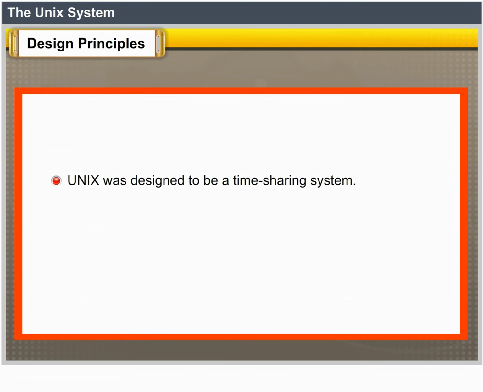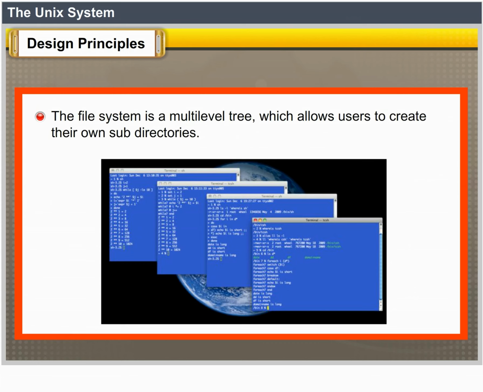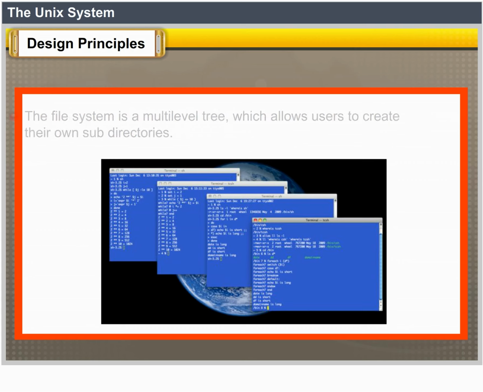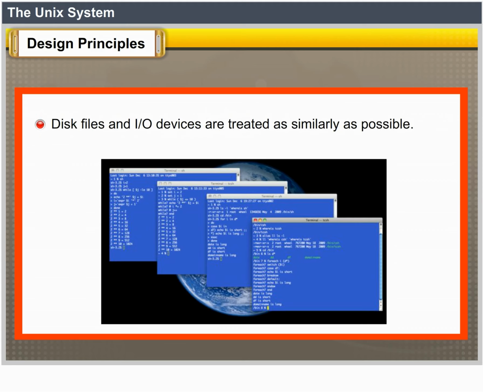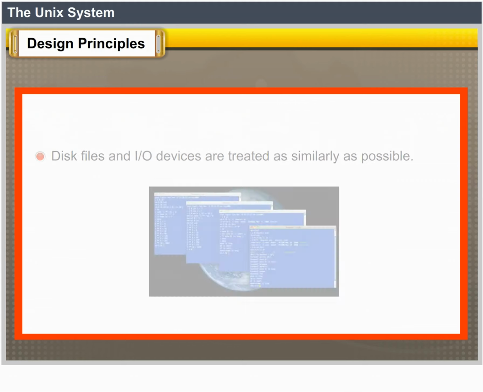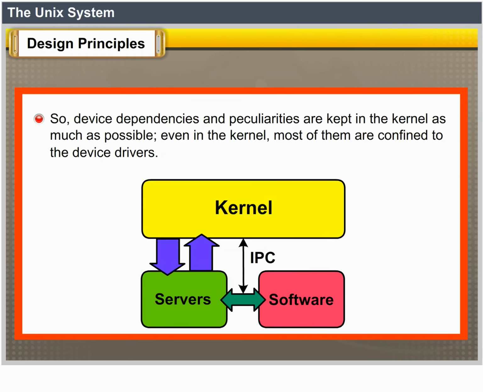Design principles. Unix was designed to be a time-sharing system. The standard user interface, the shell, is simple and can be replaced by another if desired. The file system is a multi-level tree which allows users to create their own subdirectories. Each user data file is simply a sequence of bytes. Disk files and I/O devices are treated as similarly as possible. Thus, device dependencies and peculiarities are kept in the kernel as much as possible. Even in the kernel, most of them are confined to the device drivers.